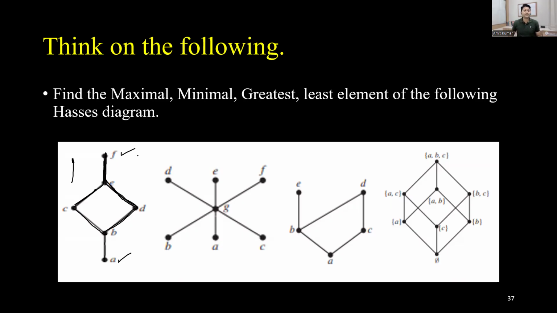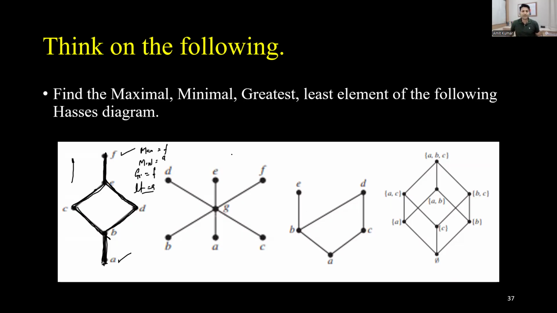So in the first part, the maximal element is F, the minimal element is A, the greatest element is F, and the least element is A. A is the lower bound of every element. From anywhere we can come down to A: B to A, D to A, C to A, F to A. So A is the lower bound, or we can say A is connected to every element on the lower side.